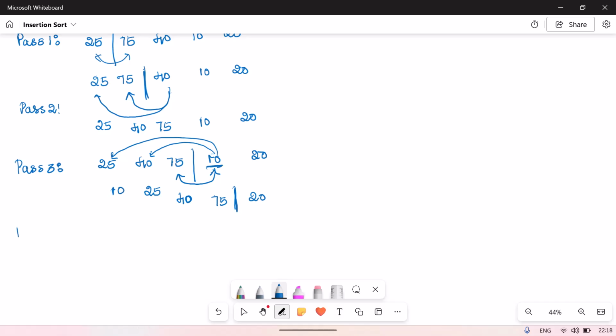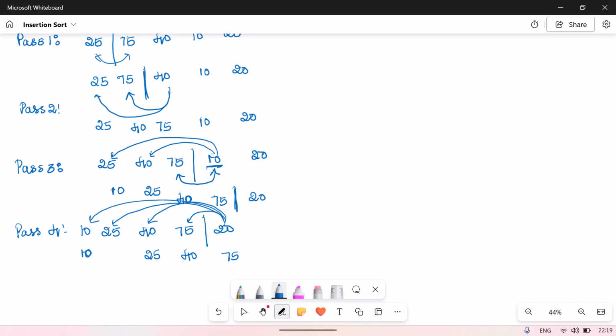In pass 4, okay, let us do pass 4. In pass 4, 10, 25, 40, 75 and 20. Now 20 and 75 will be compared, not in the order, so 75 will take its position. Then 20 will be compared with 40, not in the position, so it will come here. Next 20 will be compared with 25. They are also not in the position, so it will come here. Then 20 and 10 will be compared. They are in the order, so 10 will be in its position itself. Then 20 will take its place.